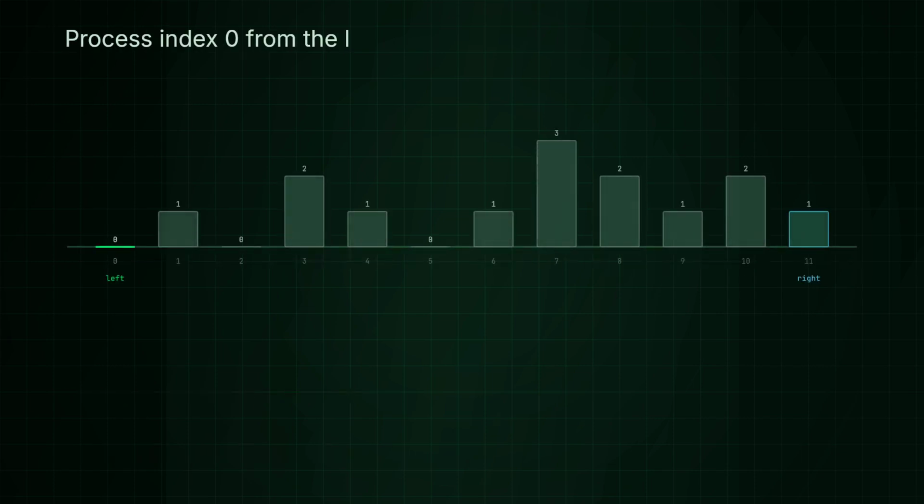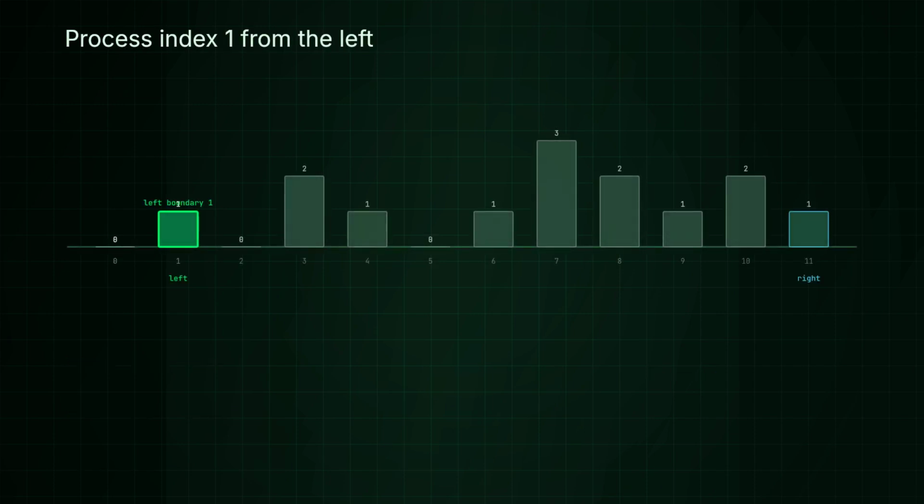Left is at index 0, height 0, and right is at index 11, height 1. 0 is no taller than 1, so process the left index. Update left max from 0 to maximum of 0 and 0, which is 0. The current bar reaches the left boundary maximum, so it traps 0. The running total remains 0. Finalize index 0, then move left inward to index 1.